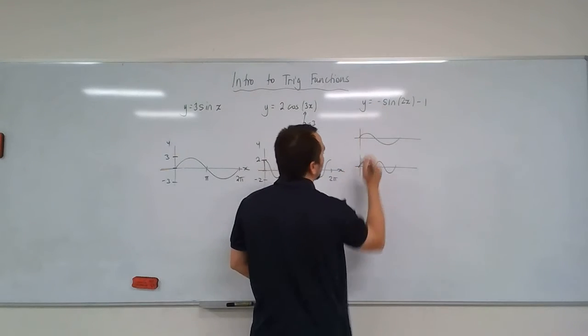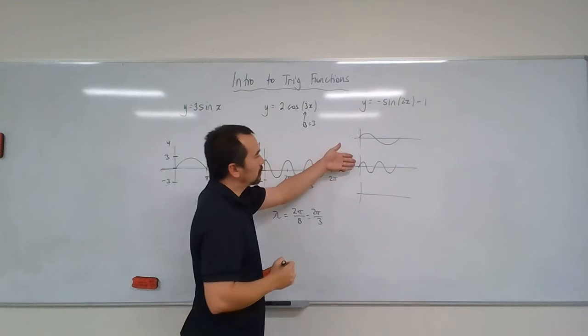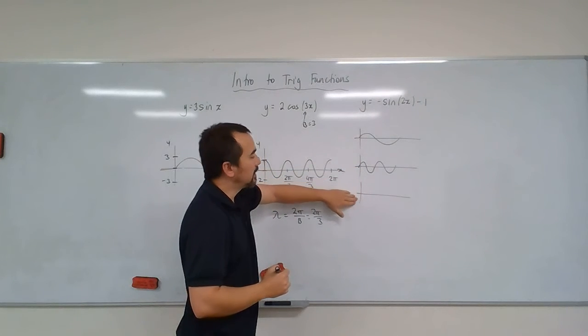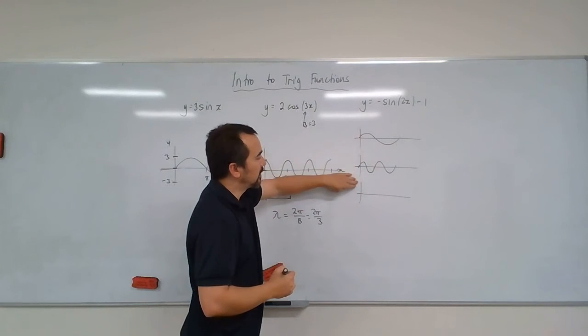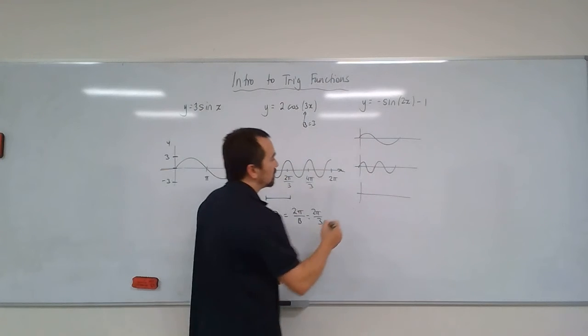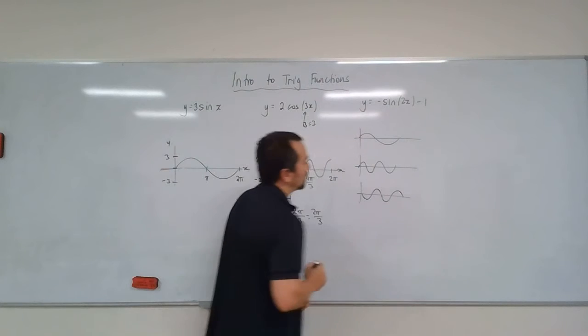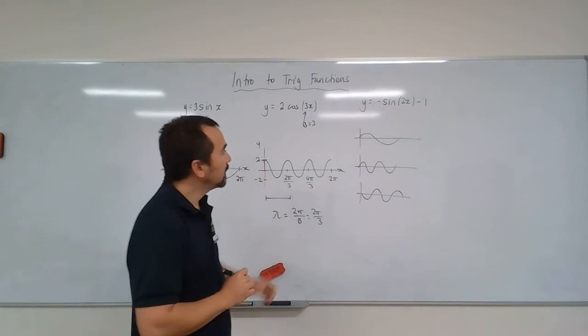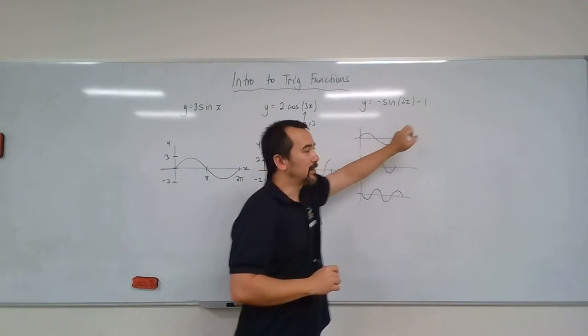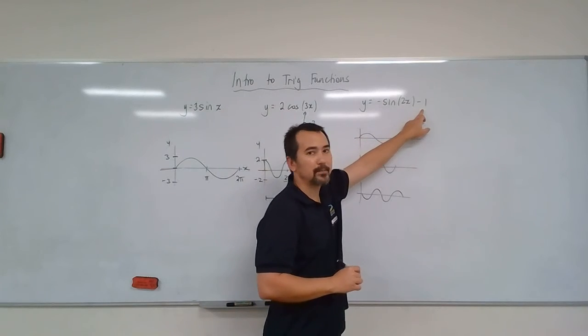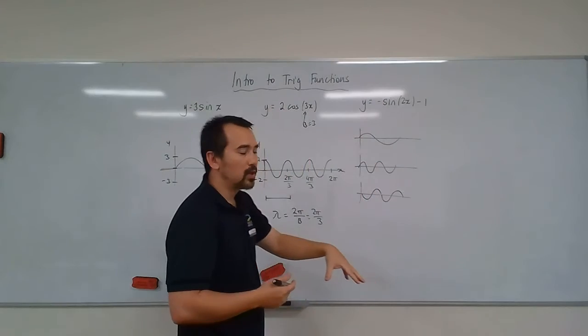Then we have a negative, which means that the entire graph has now been flipped over the x-axis. What was positive is now negative, and what was negative is now positive. So we're going to draw this upside down, 1, 2, like that. And the third transformation is that the entire graph has now been vertically shifted downward 1 unit.